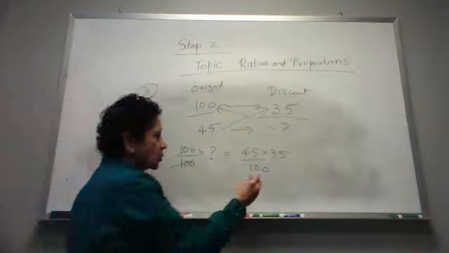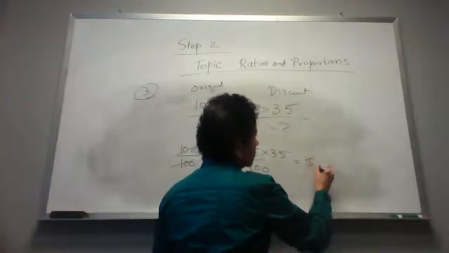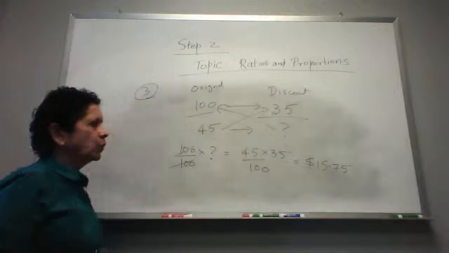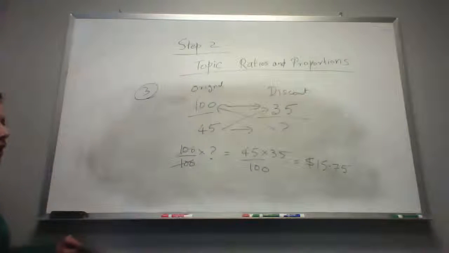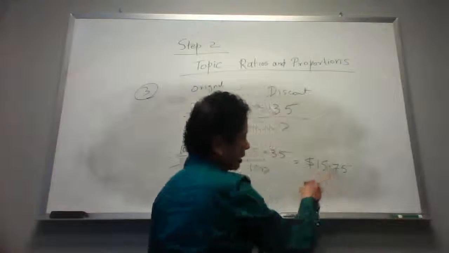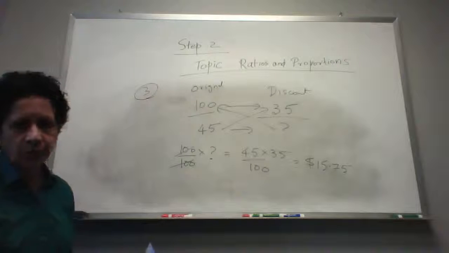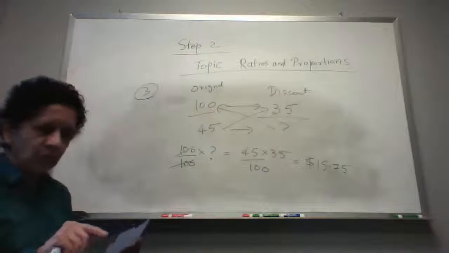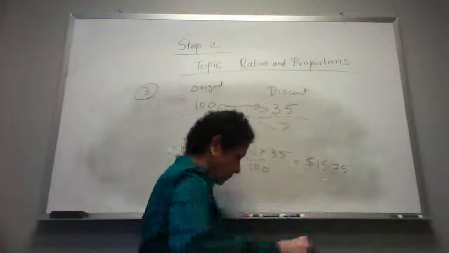And that comes out to be $15.75. So if the original price was $45, then if it's a 35% discount, the discount is $15.75. Okay, so you have to read the question very carefully. How much is the discount? So this is the discount.